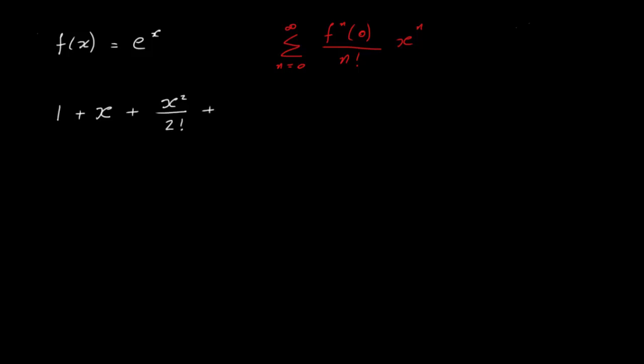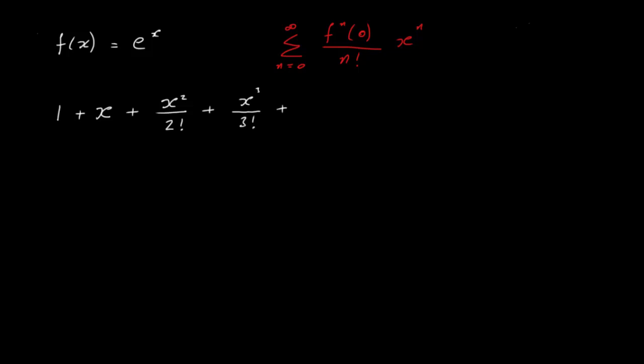Let's look at n equal to 3. So we've got the third differential of our function. Again, that's just going to be e to the power of x. Put 0 in for x, so e to the power of 0 is 1. So we've got 1 on the top. We've got 3 factorial on the bottom here, and we've got x cubed up here, and that's it.